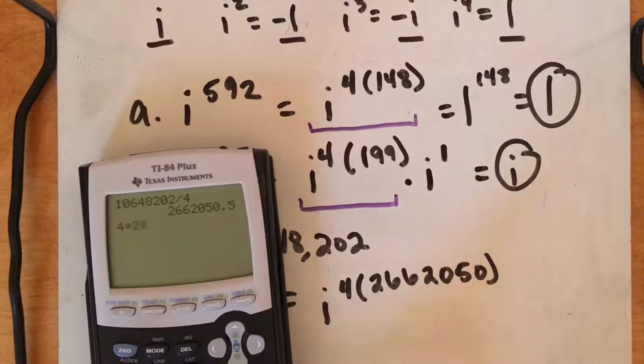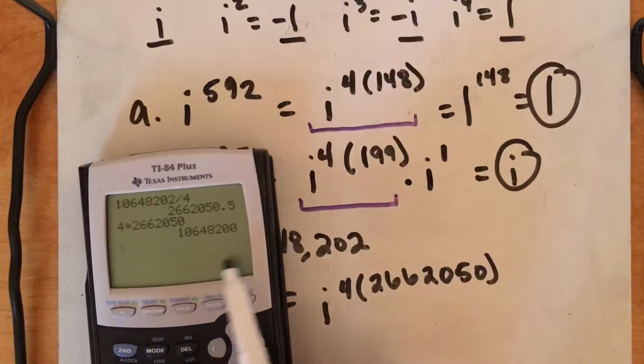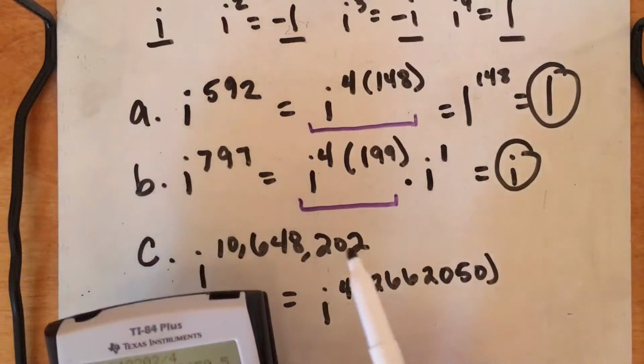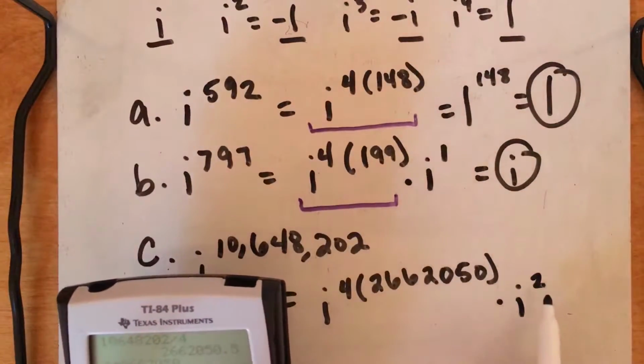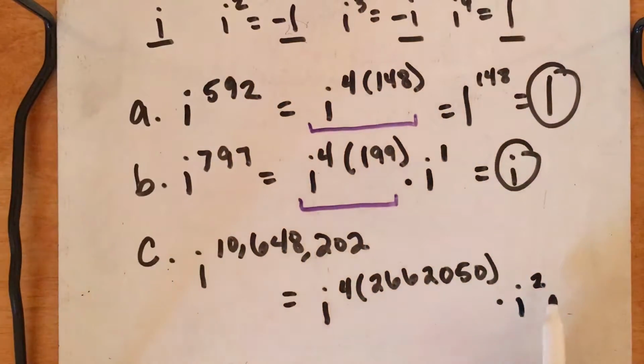So 4 times 2662050. That gets me to blah, blah, blah, 200. And I need to get to 202. So I need another 2 more up here. All right, remember when it's like this, you add the exponents when it's got this multiplication. When they're in parentheses up here, you multiply them together. So now this plus the 2 would get me to the original exponent I needed.